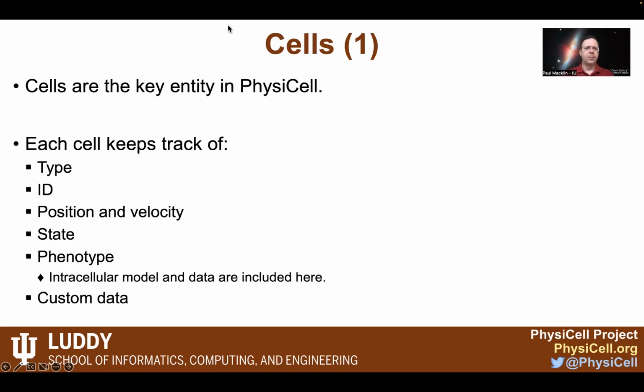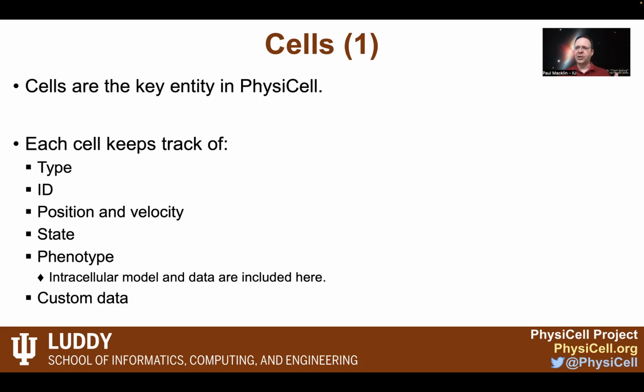Let's learn a little more about some of the key entities in PhysiCell. Like any agent-based modeling framework based in biology, the cell really is the key thing here. We have cell agents, each of which has a unique integer type, and also a human-readable string type name, like I'm a fibroblast, or I'm a CD8 positive T cell, or I'm an epithelial cell.